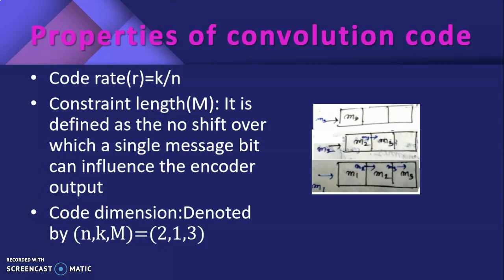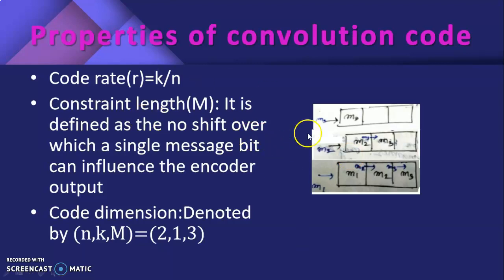So as the capacity of the shift register is 3, no more input is provided for this example. Here capital M equals 3, where M is the single message bit that can influence the output of the encoder for 3 successive shifts. As here M3 is shifted 3 times. You can see that M3 is shifted 3 times, from first location to second and second location to third.